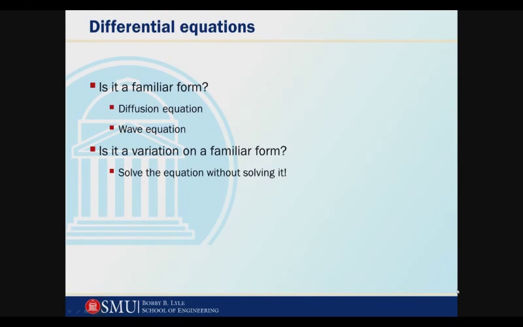So once you've classified the equation, that sort of stimulates and spurs your memory banks. And you can ask the question, is it a familiar form? Is it a diffusion equation, which is second order in space and first order in time? Is it a wave equation, which is second order in space and second order in time? If it's a diffusion equation, it's going to have exponential dependencies or Gaussian dependencies. If it's a wave equation, it's probably going to have some oscillatory solutions.